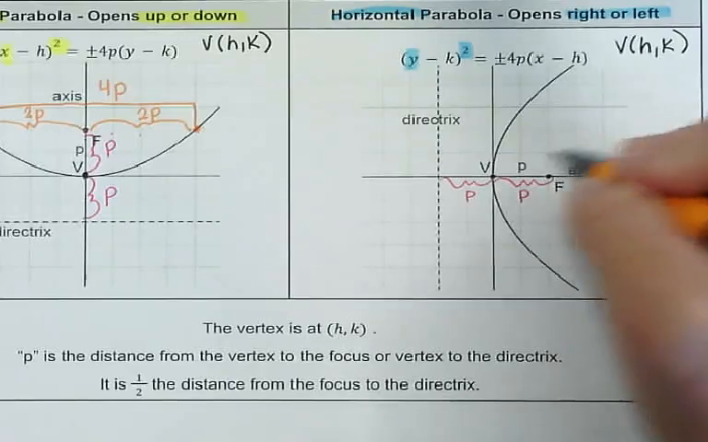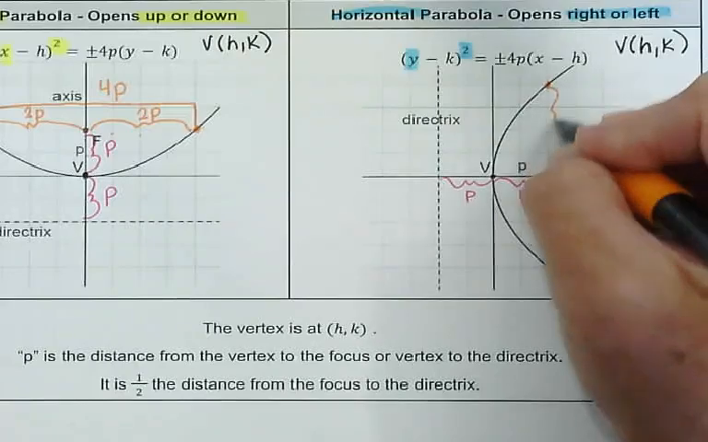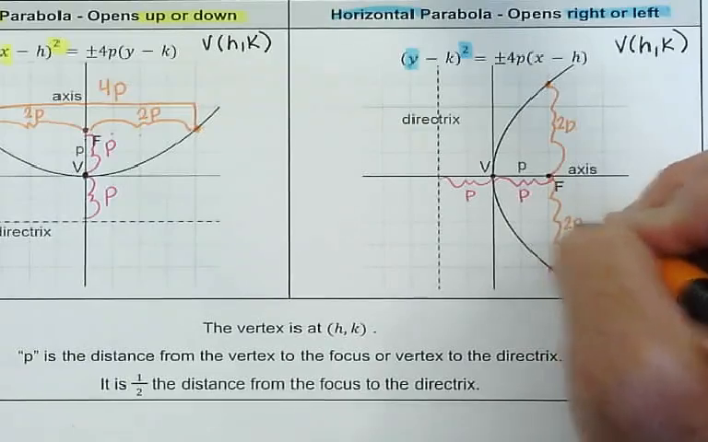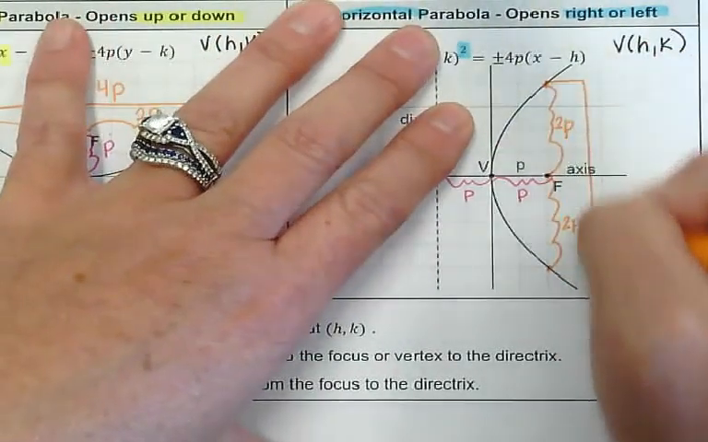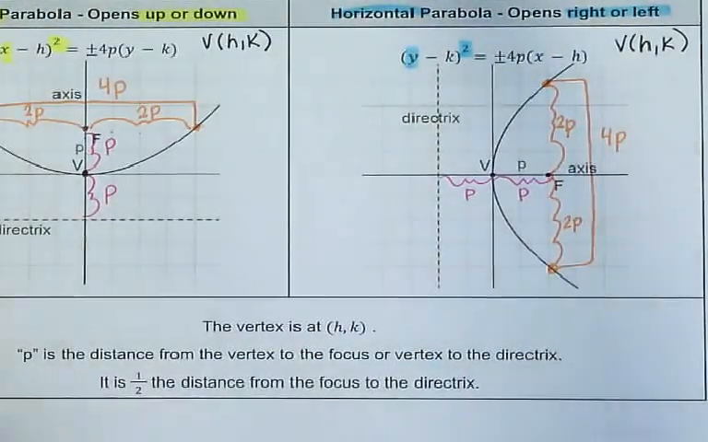And then here to the edge of the vertex, from the focus to this point, this here is still 2P, and then same thing on the other side, it's still 2P. And then the whole distance between both of those points is your 4P.